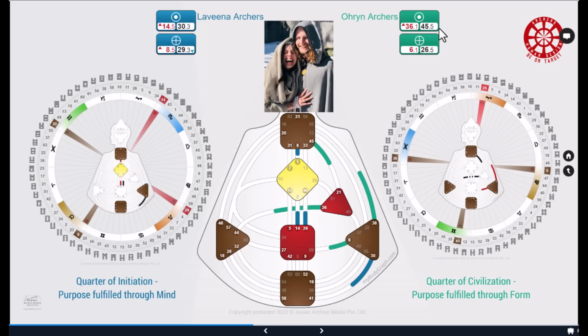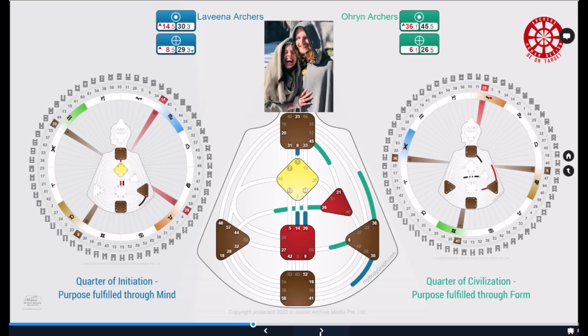So as allies for each other, Oren, as a 5-1, you need allies. Lavina is one of your allies. Not only is she benefiting from your fulfillment of purpose with her, but so too are you being fulfilled in your purpose through the connections that you have together. And when we go into more detail, I'll show you exactly where that's coming from.